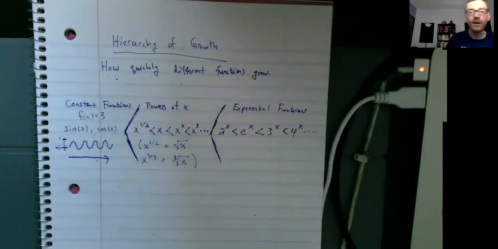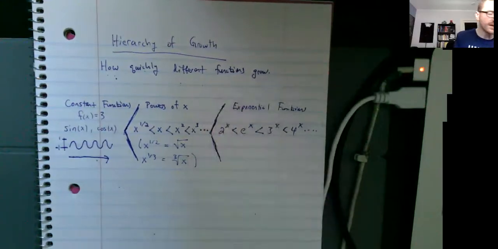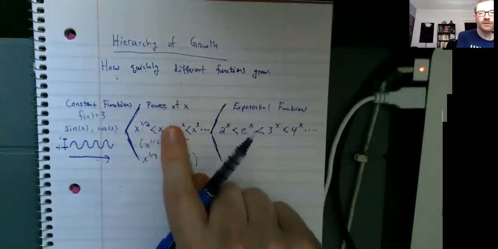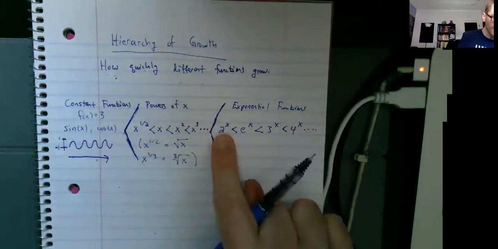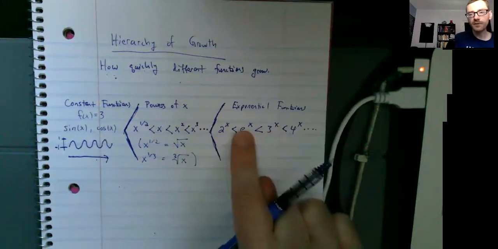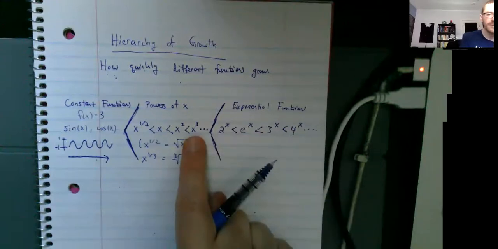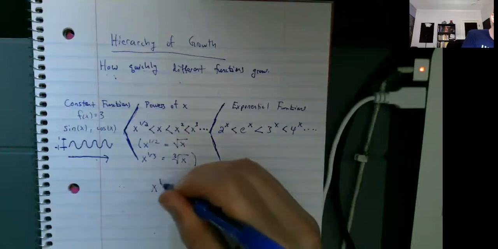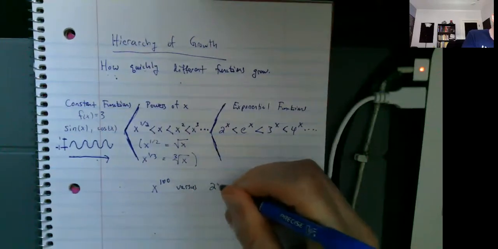And what I'm saying with this big greater than sign here is that every function here grows more quickly than every function here. Which is kind of surprising. Like if you take a slow function from this category, like 2 to the x, and then take a really fast function from this category, like x to the 100. So x to the 100 versus 2 to the x.